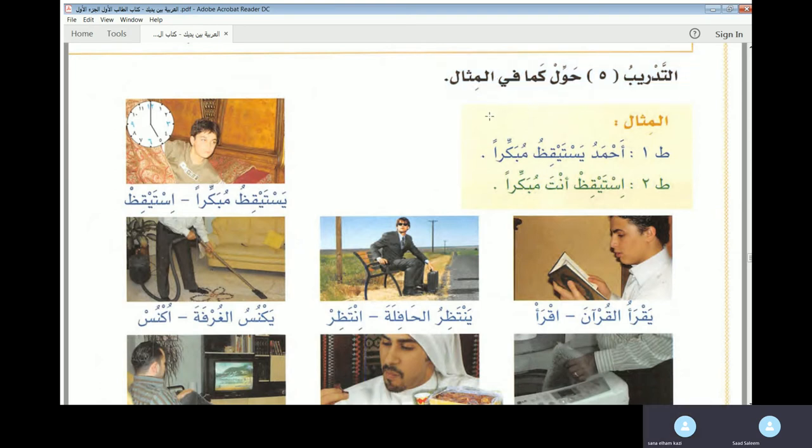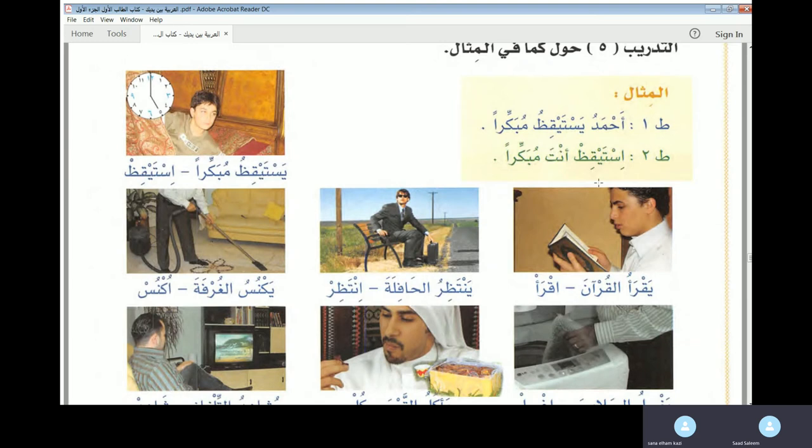Ahmadu yastaykhizu mubakkiran. Ahmad wakes up early. Second student: Istayqiz anta mubakkiran. You, it's an order, right? You wake up early. Yes, wake up early. Yeah, because it's an order, you put in istayqiz. If not, then you would have said... If it's I, I would have said astayqizu. Right? Yes. Because here it's sukun at the end.